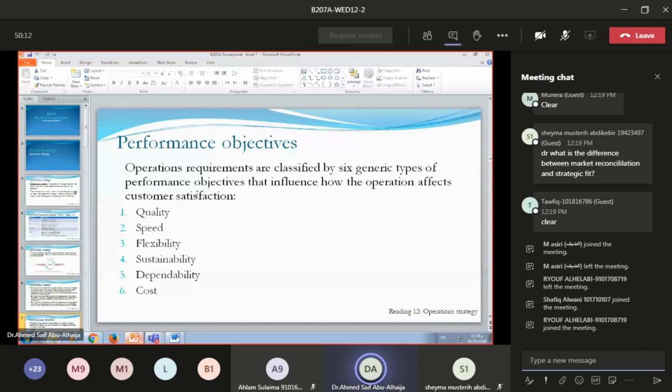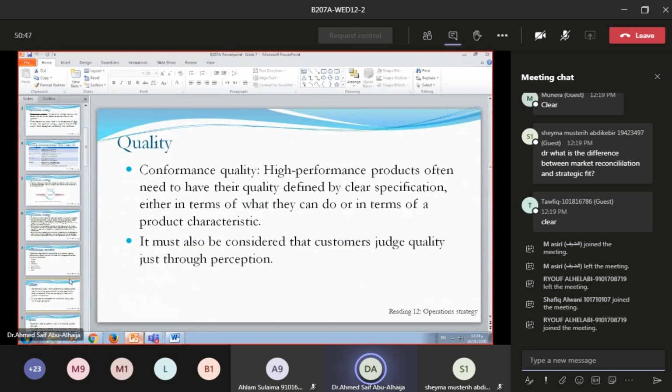Now, operation requirements are classified by 6 generic types of performance objectives, under the operation strategy. What do we call them? Performance objectives. How many? 6. What are they? Quality, speed, flexibility, sustainability, dependability, and cost. Let's do it one by one.